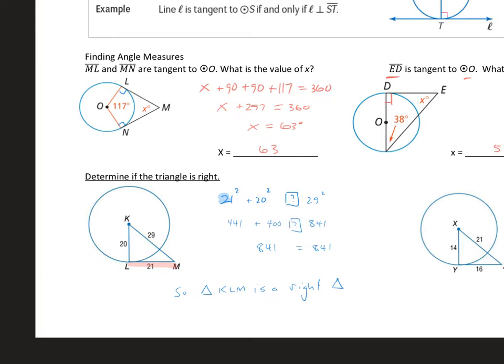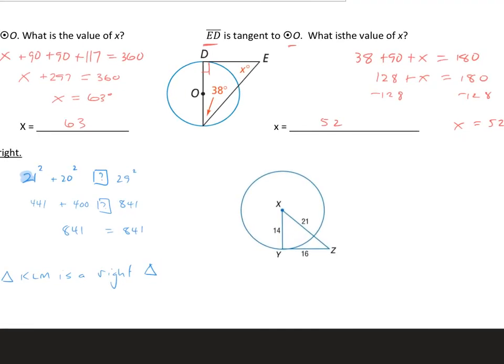It satisfies the Pythagorean theorem. Here I know leg squared, 14 squared, plus 16 squared. What relationship does that have with 21 squared? Well, we just saw that 21 squared was 441. 14 squared is 196. 16 squared is 256.